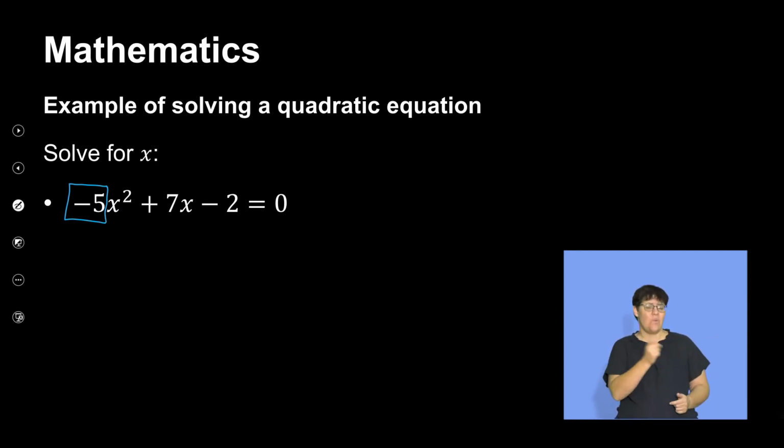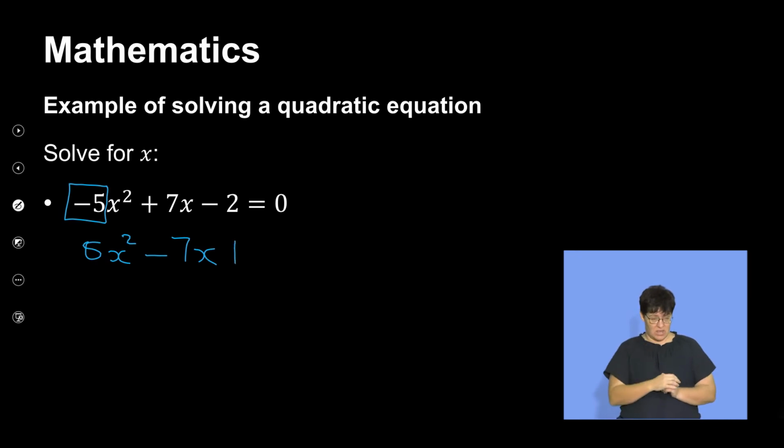It is possible to factorize it like this, but it's easier to factorize it if it's a positive. So just make sure that it's always a positive by dividing everything by a positive, which will then give me 5x squared minus 7x plus 2 equal to 0.